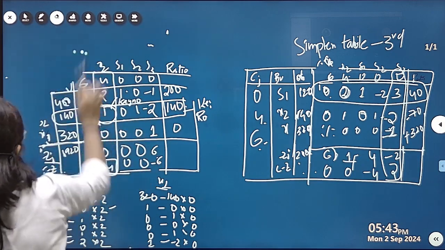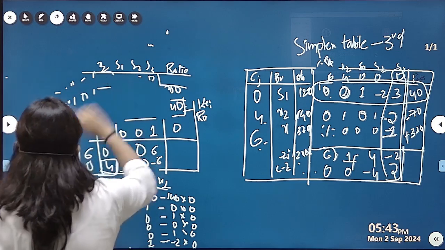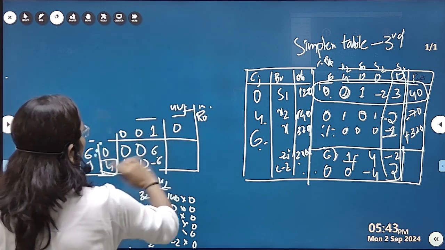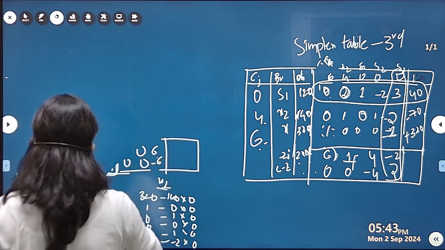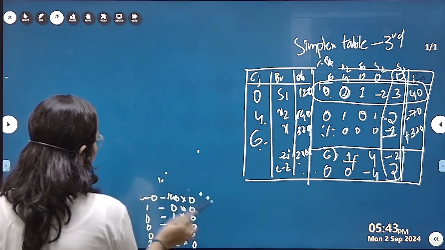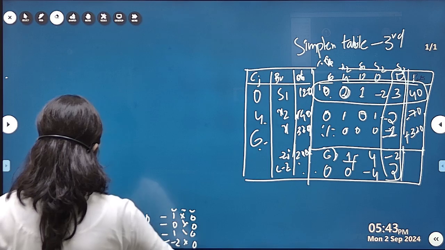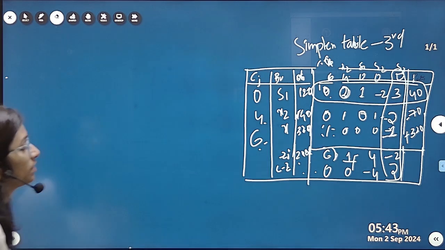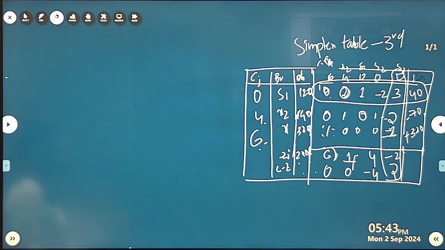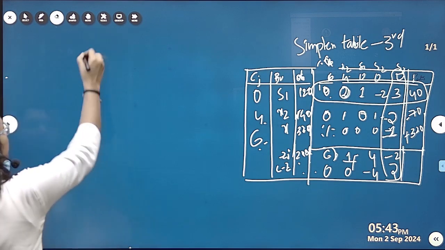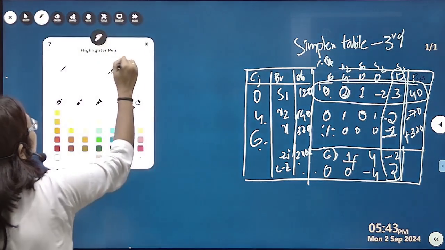This method has a lot of things to remember. You need to remember many steps and techniques. Mute it, Anjana. So next, tell me simplex table number 4.